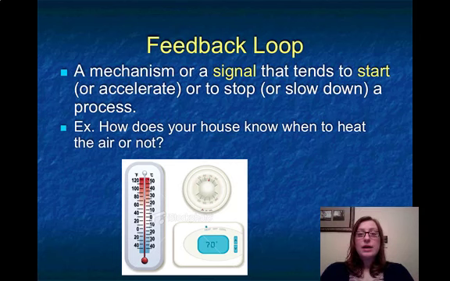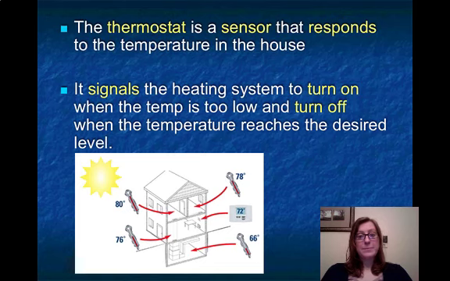A feedback loop is a signal or a mechanism that's going to help start or stop a process. Think about a thermostat in your house. Okay, how does it know when it's going to heat the air or not? Well, the thermostat contains a sensor, and that's going to tell when the temperature in the house has changed. Okay, so if the temperature starts going too low in the house, then you're going to hear a click and your heating system will turn on. But it's not going to stay on indefinitely. It will stay on until it reaches that desired temperature, and then it will shut off once it reaches that desired temp.